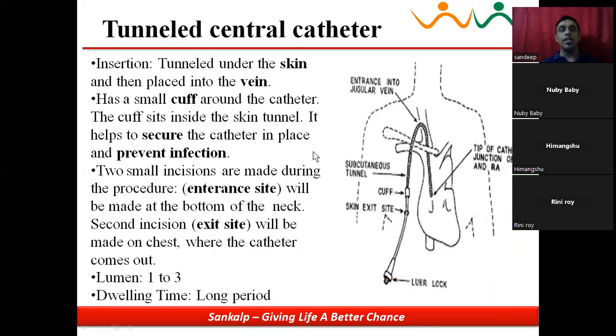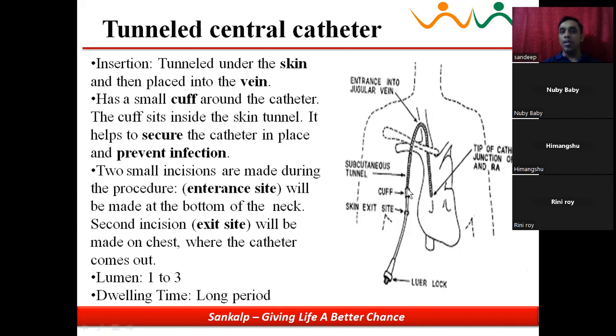So we saw the non-tunneled central catheter and the chemo port. Now the last one this slide is showing is the tunneled catheter. The tunneled central catheter, which we use in our setup, is also called a Hickman line. You can see in this diagram the catheter enters here and goes completely under the skin. It is tunneled under the skin and then connects to the internal jugular venous catheter.